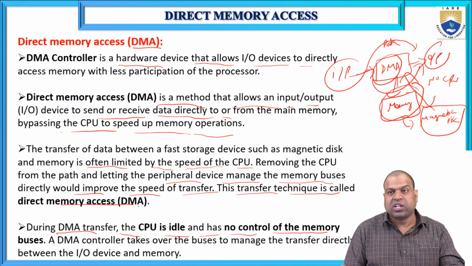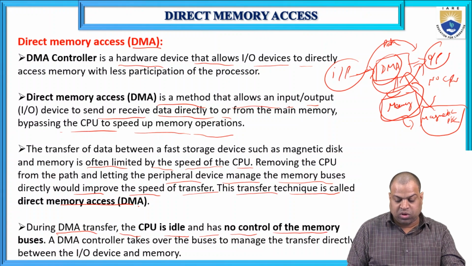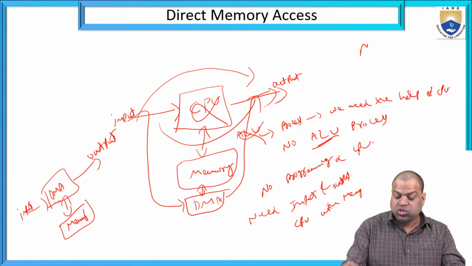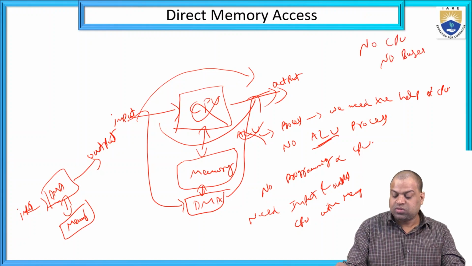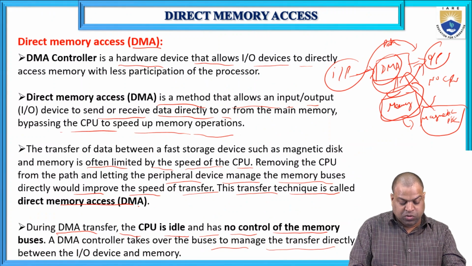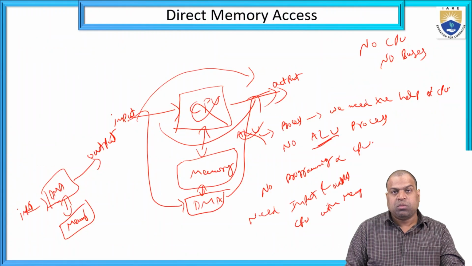Directly the data will be transferred from input to output. There is no address bus, data bus, or control bus like this, and no control of the memory. Why? Because without the CPU we can't perform any bus operations. No CPU means no buses, and the DMA manages the transfer directly between the input output devices and memory.